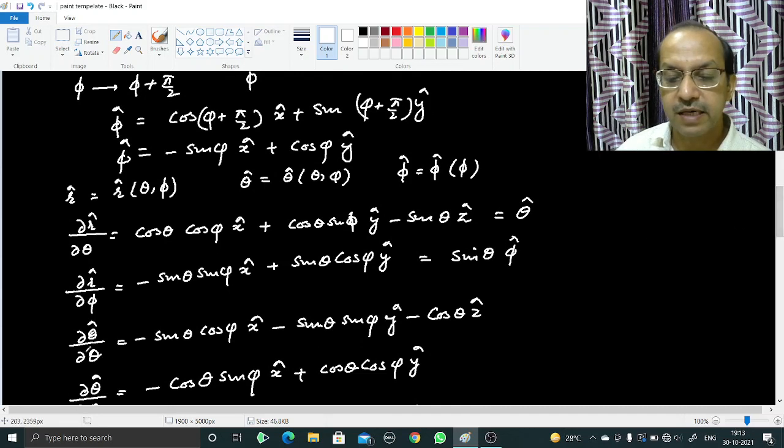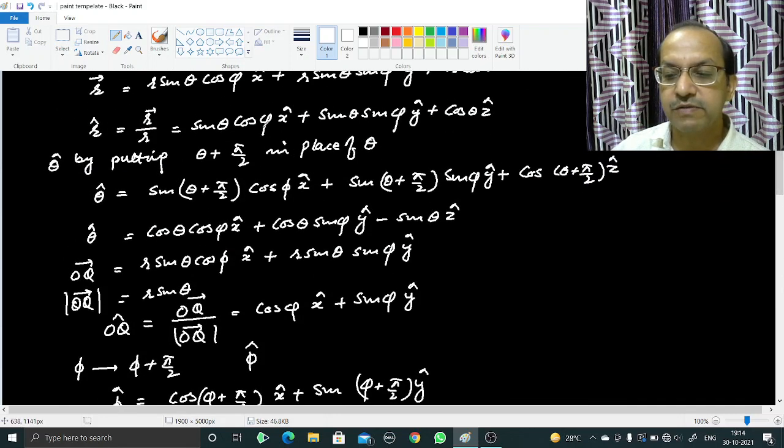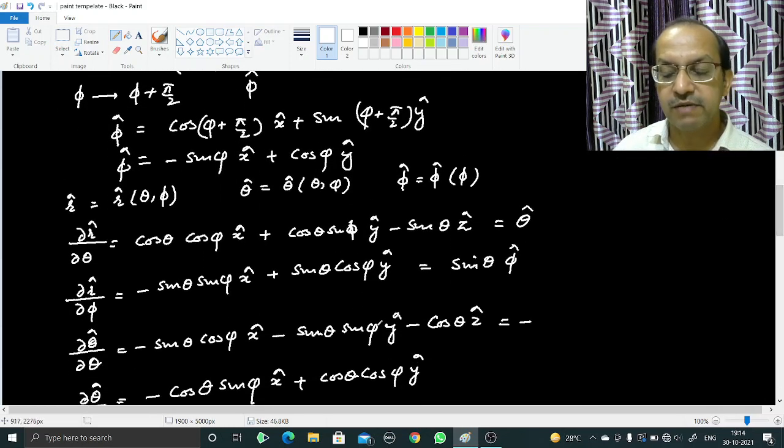Now del theta cap, del theta is minus sin, minus sin, minus sin. If I take common the minus sign, it will be sin theta cos phi, sin theta sin phi, and cos theta. You can see here what is r cap. It is sin theta cos phi, sin theta sin phi, and cos theta. That means it will be minus of r cap.